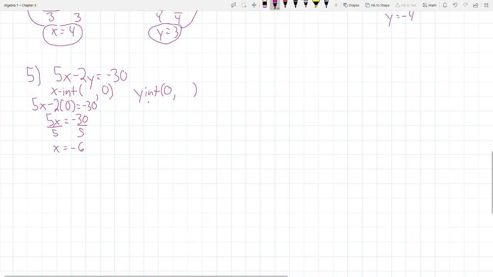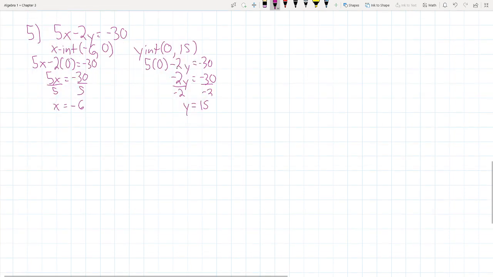Alright, for the y-intercept, I'm going to go 5 times 0 minus 2y equals negative 30. Oops, plug in 0 here. Then I go, alright, negative 2y equals negative 30, and divide both sides by negative 2. And I get y equals 15.